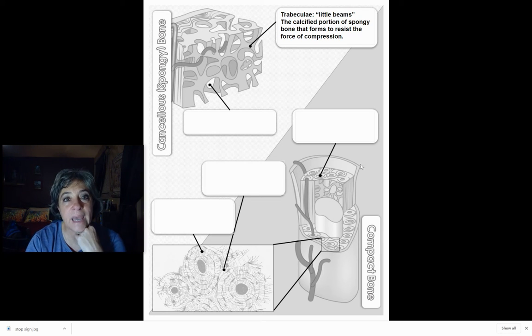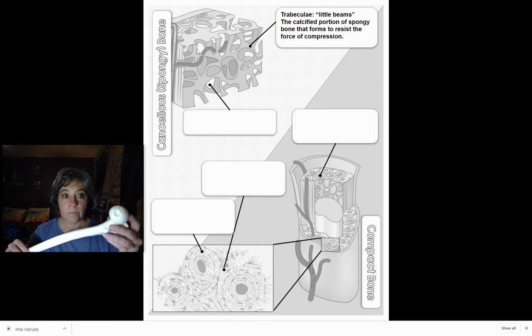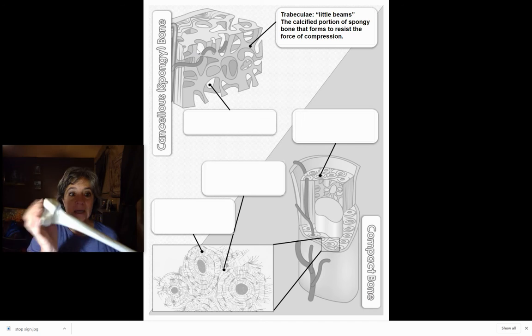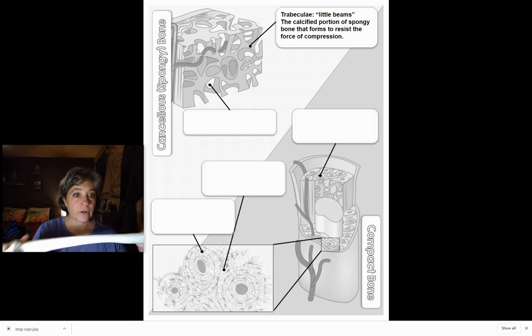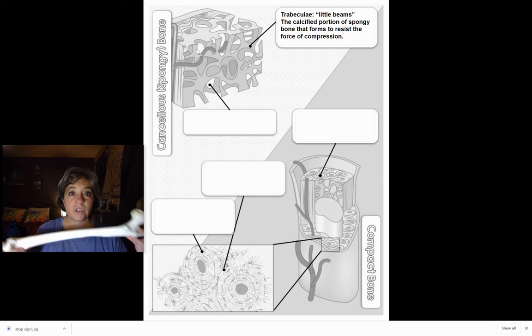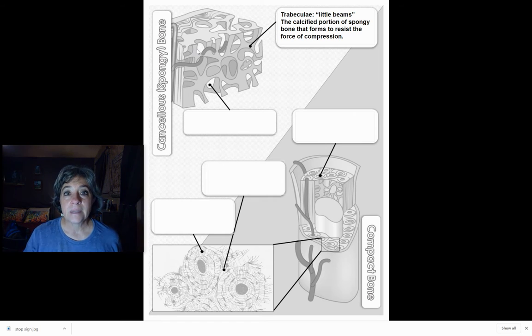Now, when we look at the spongy bone, you find the spongy bone at the ends of the long bone. So remember I showed you in the last video a long bone here, the femur. In the end here and here is where you find the spongy bone. And it looks like a sponge. If you picture this sponge that a lot of people use for cleaning, that would pretty much be what it looks like.